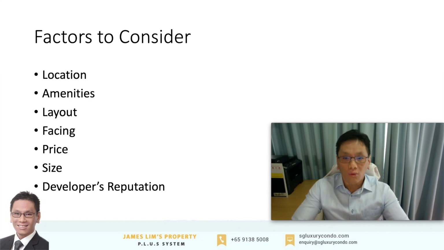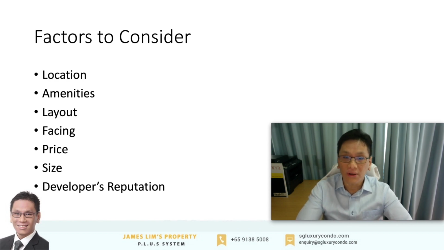Size. What type of size do you prefer? Do you want one that has a bigger living room or do you require one that has a smaller living room? A bigger living room normally has a larger balcony and therefore the price will generally be higher. So check out the size and the PSF as well.